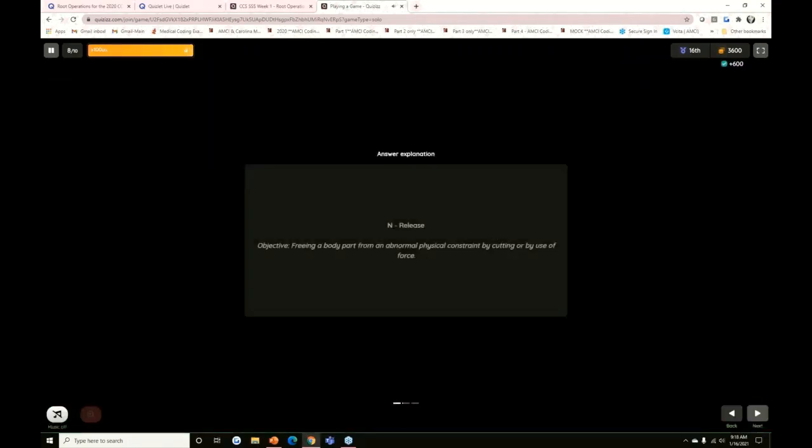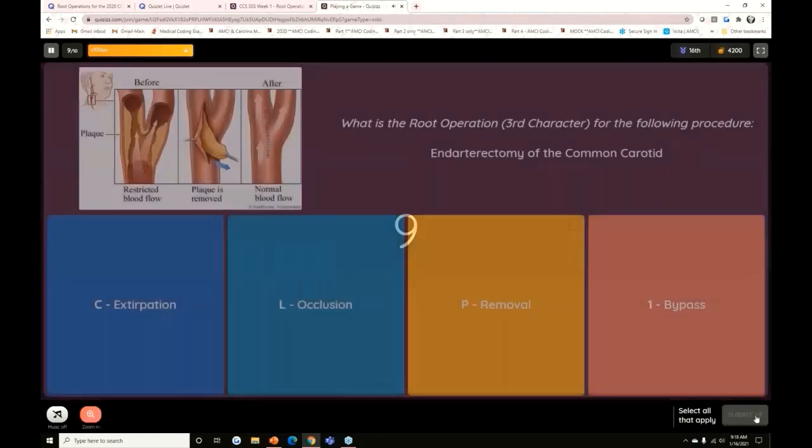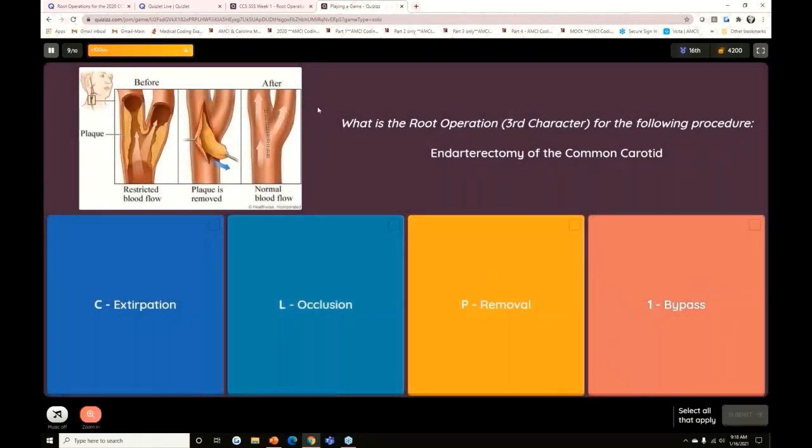And that is correct, coders. Great job. Release is freeing a body part from an abnormal physical constraint by cutting or by use of force. So with that phrenotomy, you are cutting to release the tongue. All right, great job. We have a couple more.